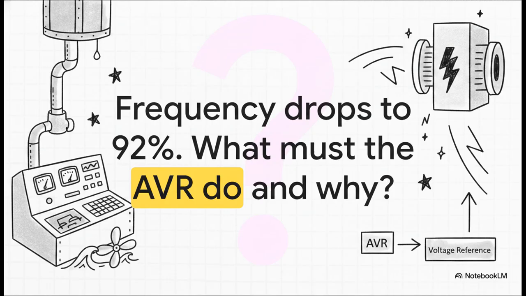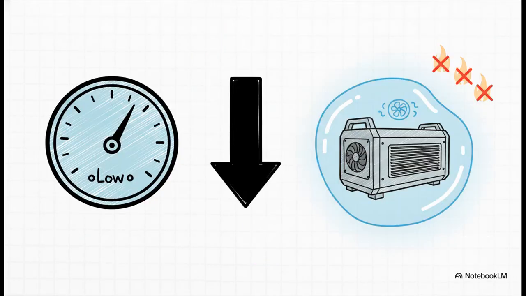Based on the rule we literally just covered, what should the AVR automatically do to the voltage reference right at that exact moment? And exactly why should it do it? If you immediately thought decrease it, you absolutely hit the nail on the head.